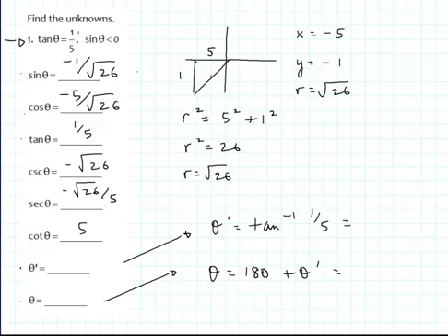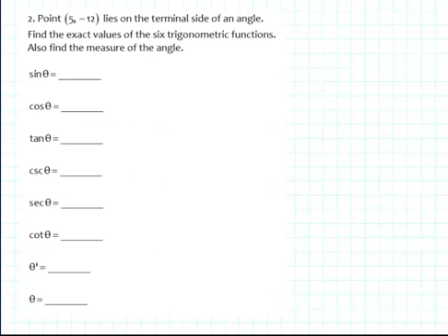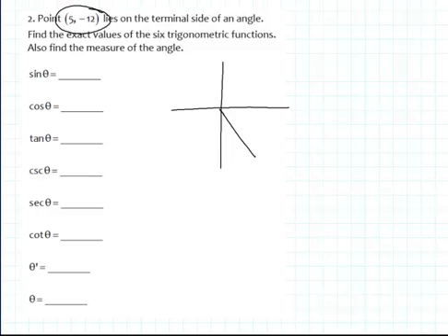Let's do another one. Here I want you to find, based on an angle going through this point, the value of these trig functions. So 5, -12 is down here in this fourth quadrant. So I know right away that x is 5. I know y is -12.